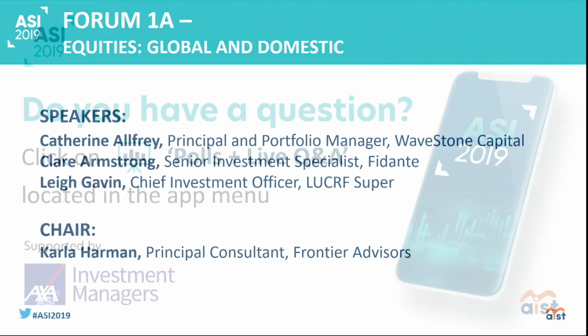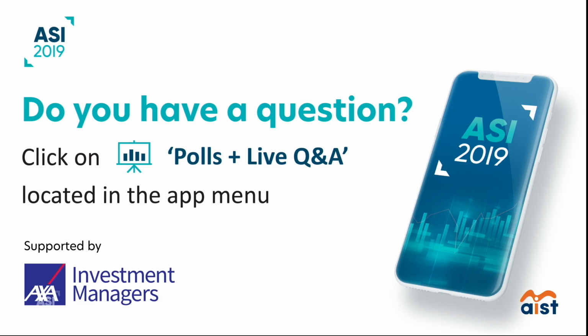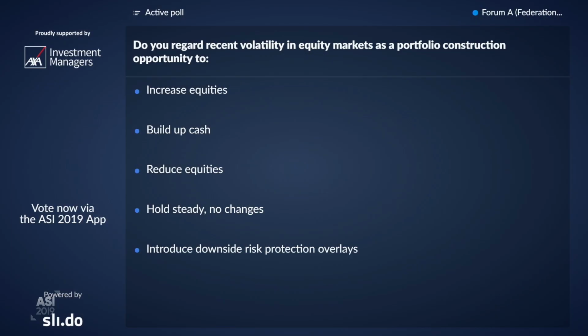But before I introduce them, I'm going to start with our polling question, which will come up if you select Forum A in the app, Federation Ballroom. Do you regard recent volatility in equity markets as a portfolio construction opportunity to increase equities, build up cash, reduce equities, hold steady no changes, or introduce downside risk protection overlays?